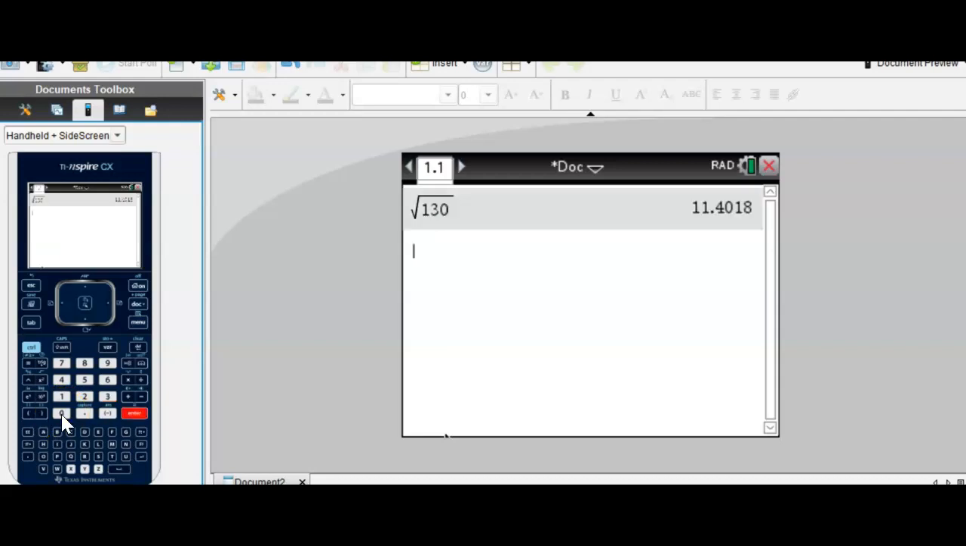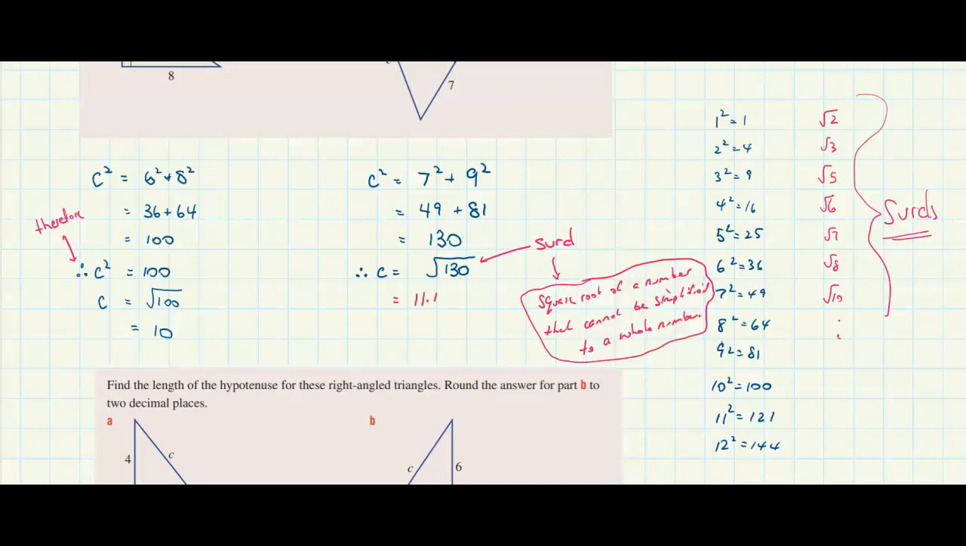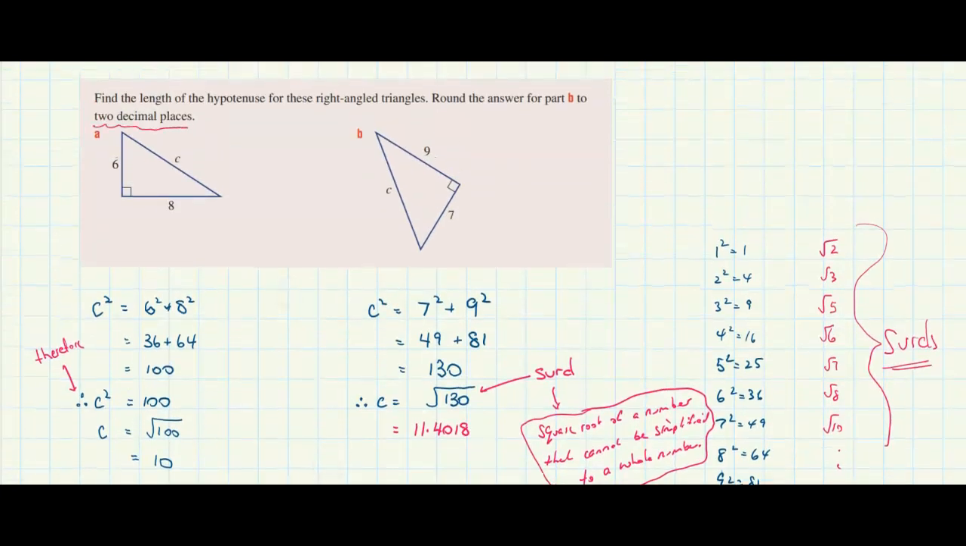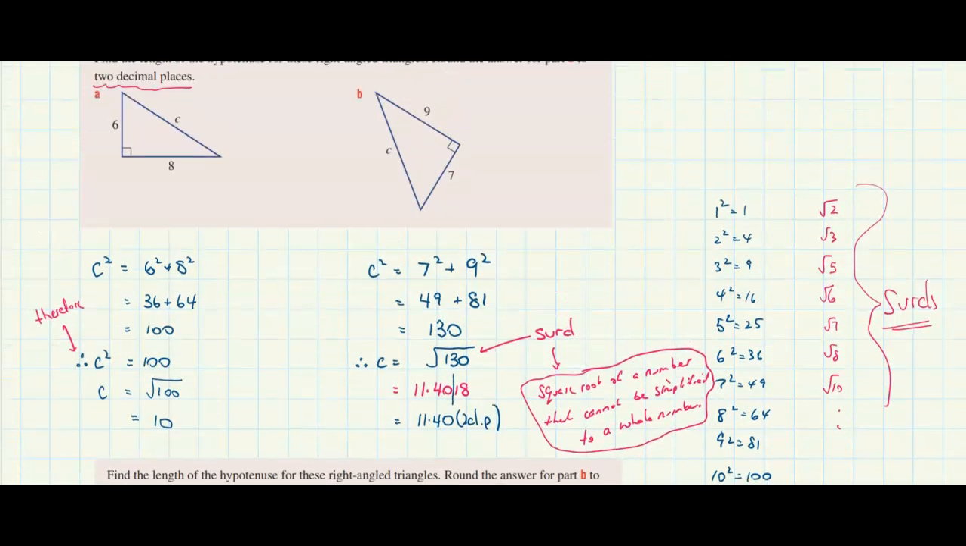Square root of 130, 11.4018, it says. So that is equal to 11.4018, but I need to round to 2 decimal places. So I need to draw, 2 decimal places is here. So I'm going to write it as 11.40. This 1 tells me to keep it at 0, doesn't it? If it was 5 or more, it would go up. So 11.40 is my answer.